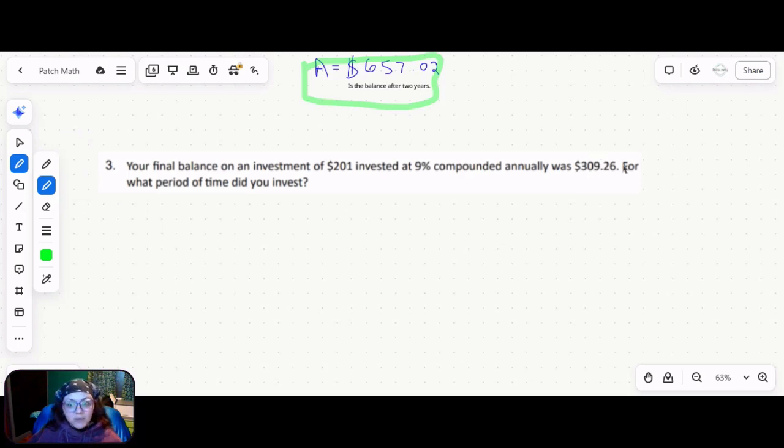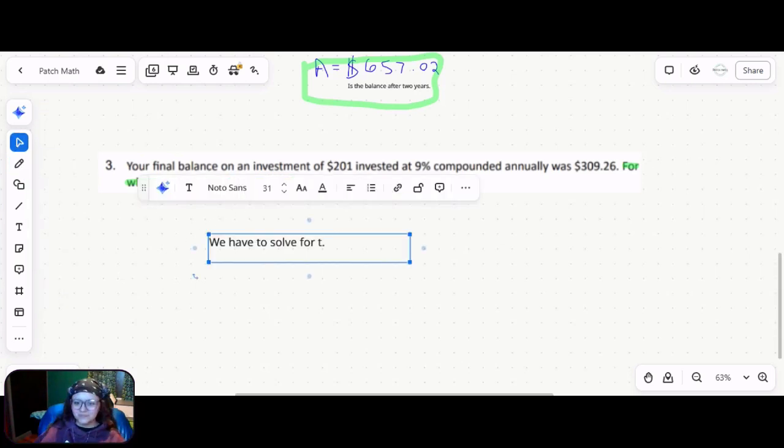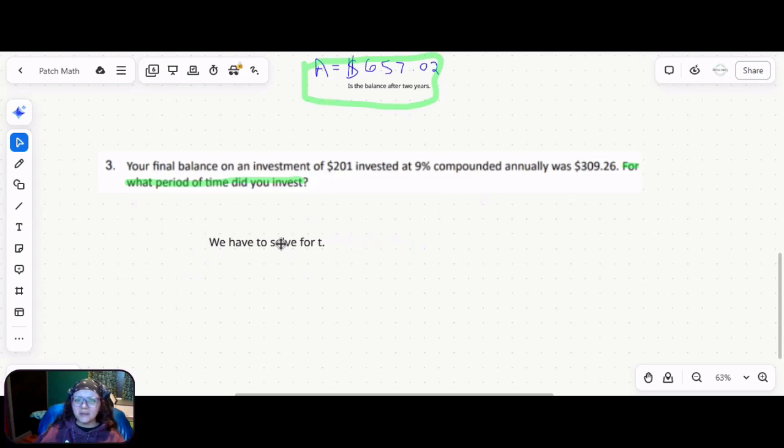And we are going to go over the number one thing that we need to read on this problem, and that's identify what it's asking. It's going to provide us with information. Yeah, sure. We don't know what information is valid until we read what it's asking. And this word problem is asking for what period of time did you invest? So what are we finding here? We are finding T. We're having to solve for T. All right, just making a little note of that. We have to solve for T.